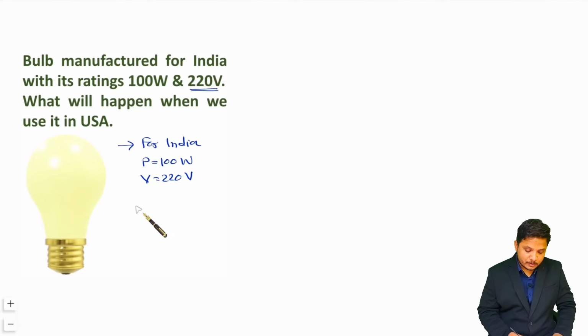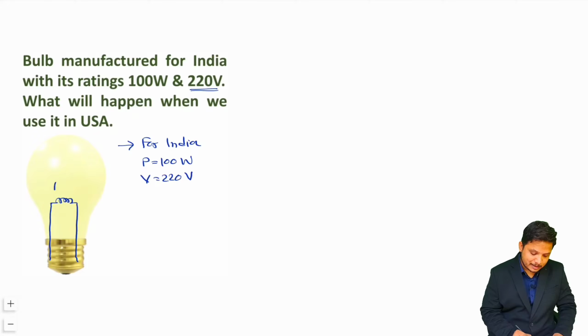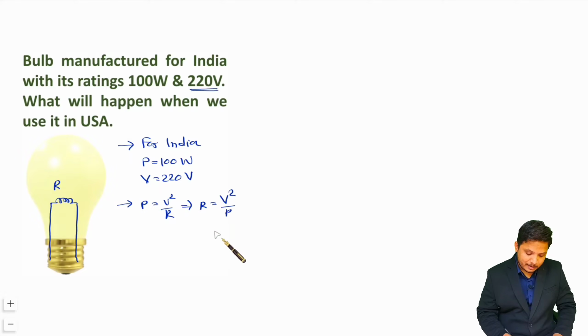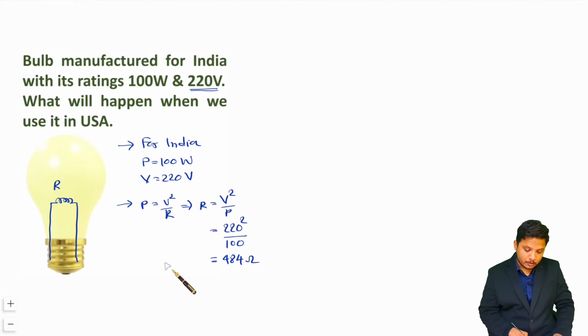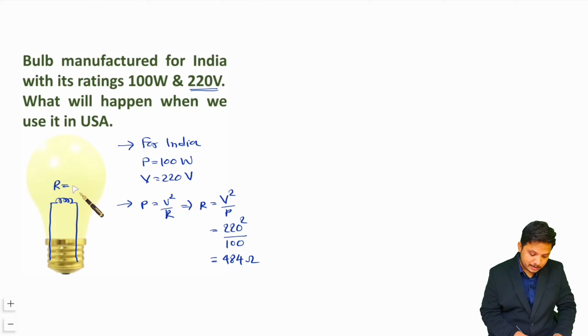As per this power rating and voltage rating, I can identify the internal resistance which will be there inside as a coil over here. That internal resistance I can identify as per P equals V square by R. So R equals V square by P, and here V is 220 divided by P, that is 100 watt. So this will be 484 ohm. Now we got the value of the internal resistance, that is 484 ohm, which is there with this bulb.